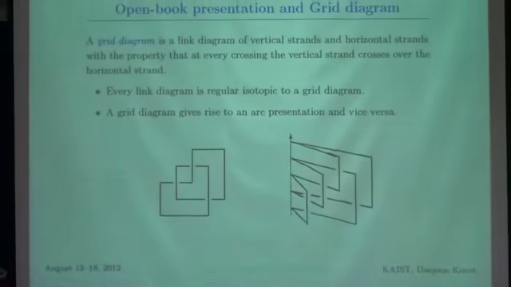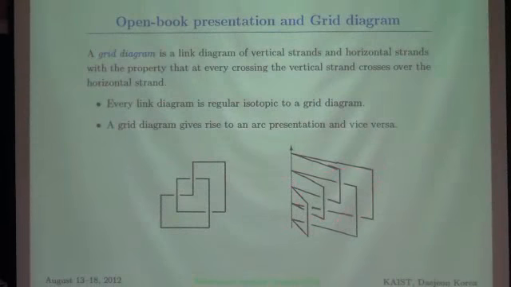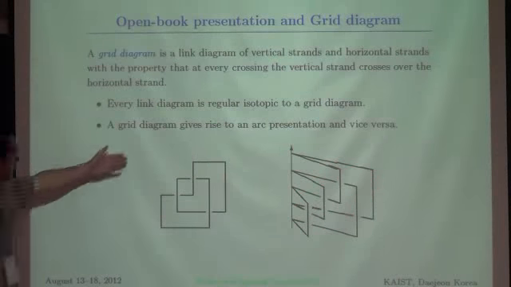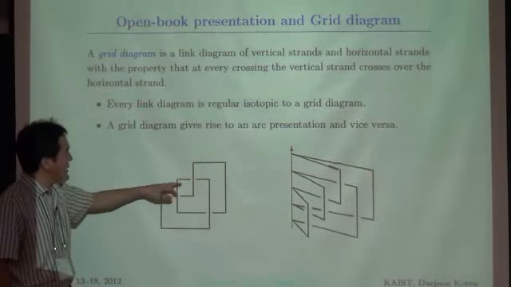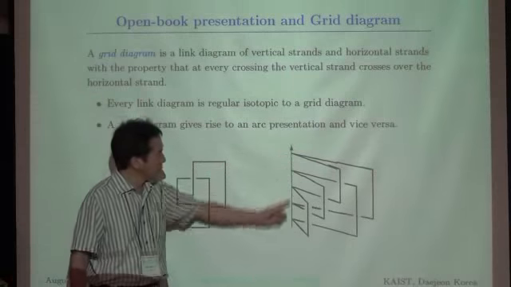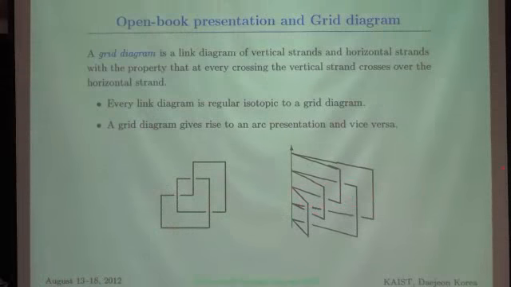Once you get a grid diagram from a link diagram, you can get an arc presentation by this open book presentation. You place an axis behind this diagram, and then pull all the horizontal arcs back to this axis so that it touches like that. Then this is an open book presentation. So every knot or link has an arc presentation.